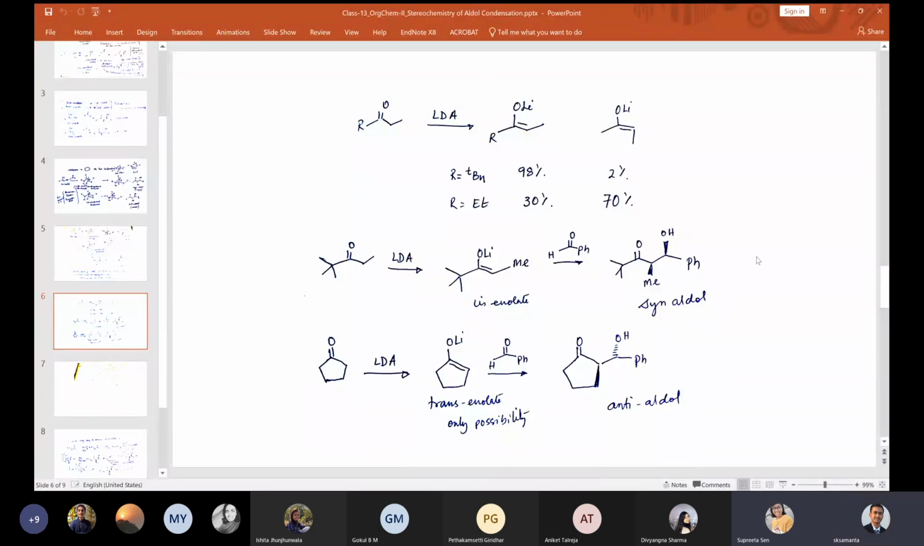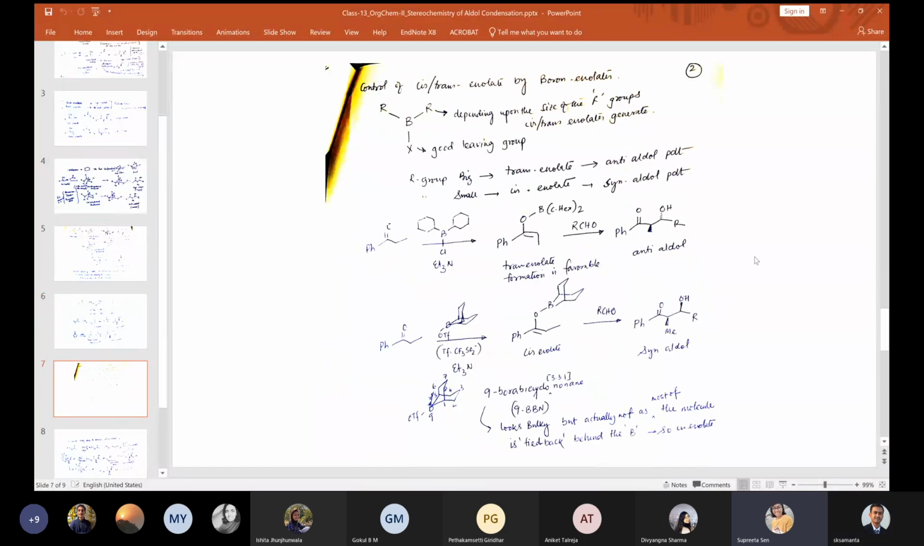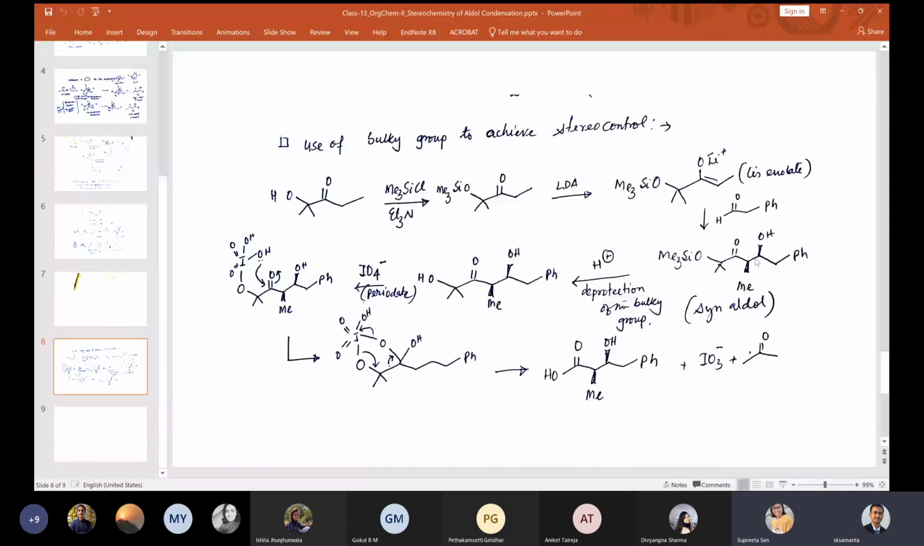Sir, the next slide. This one or this one? Yes, sir, this one. Sir, can you explain this mechanism? Which step exactly or the entire step? Sir, it's from the beginning.